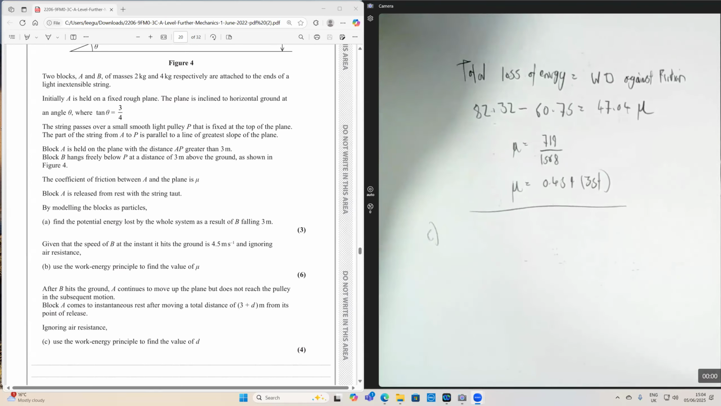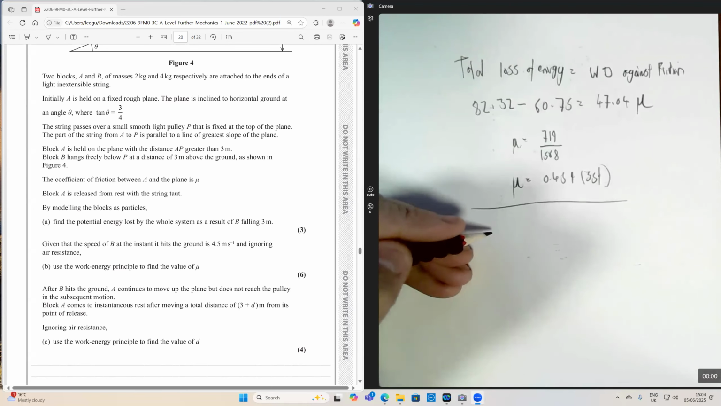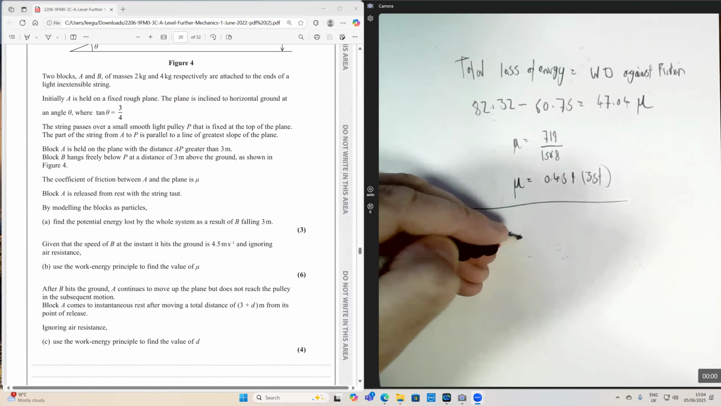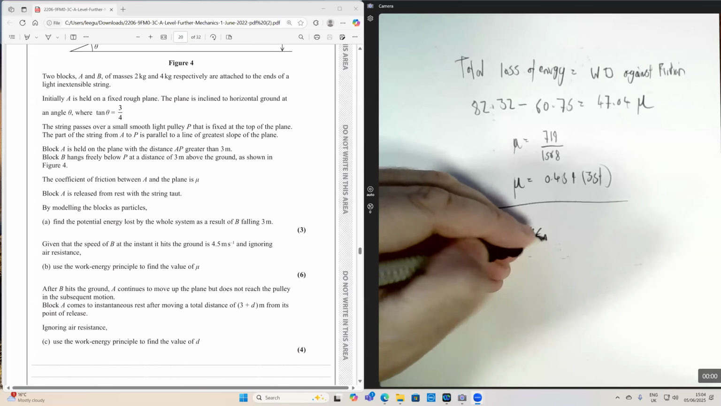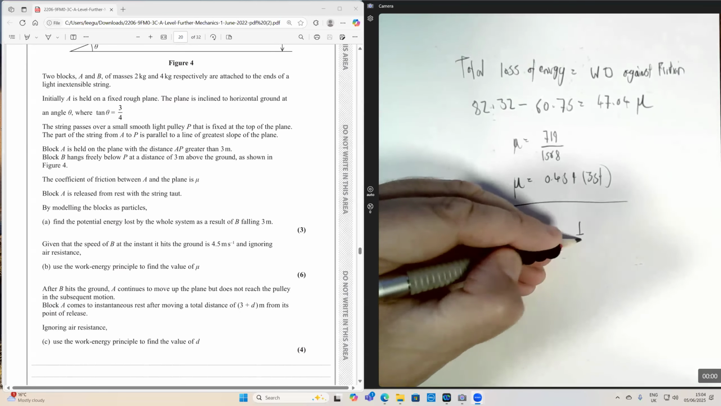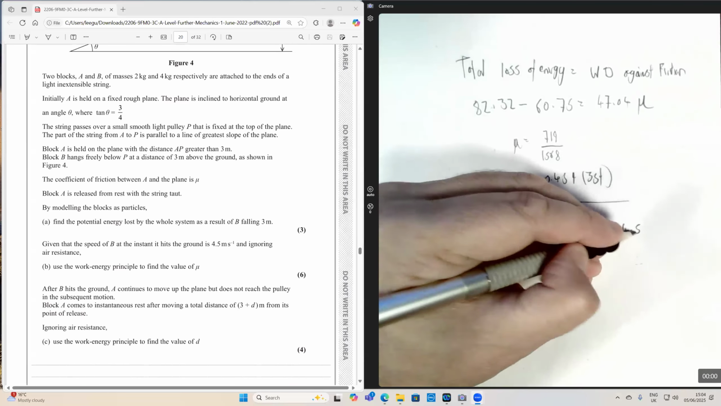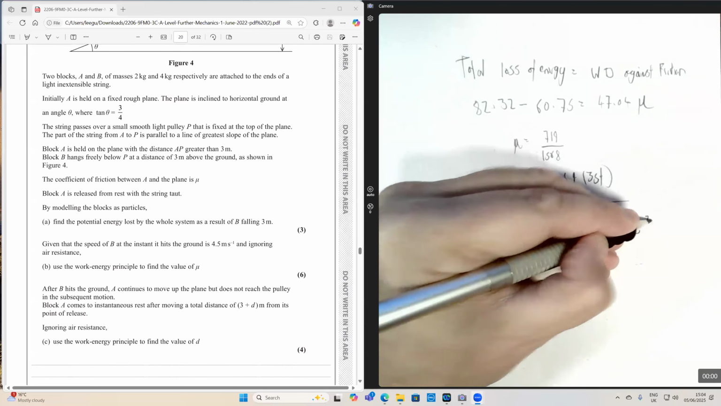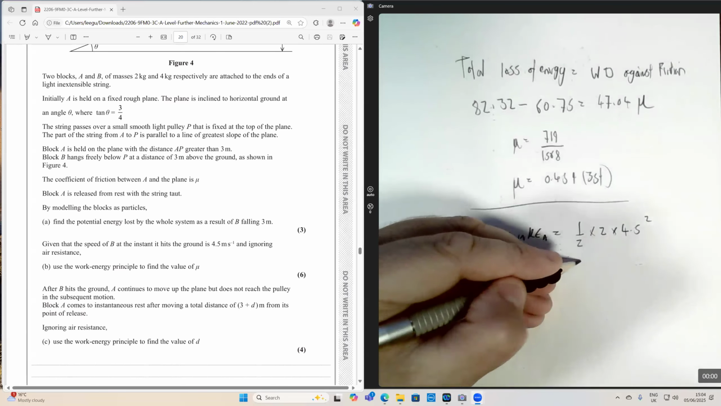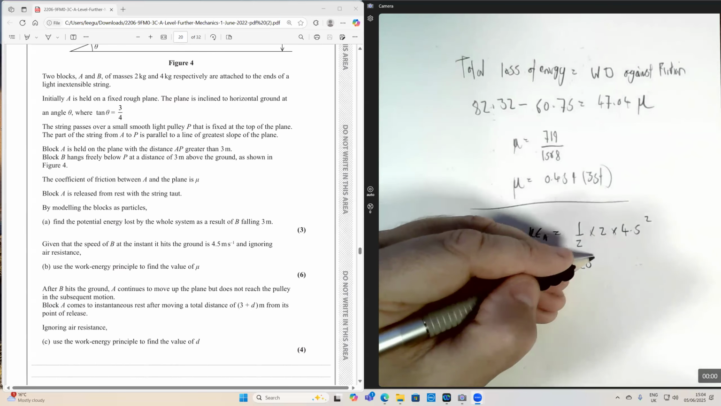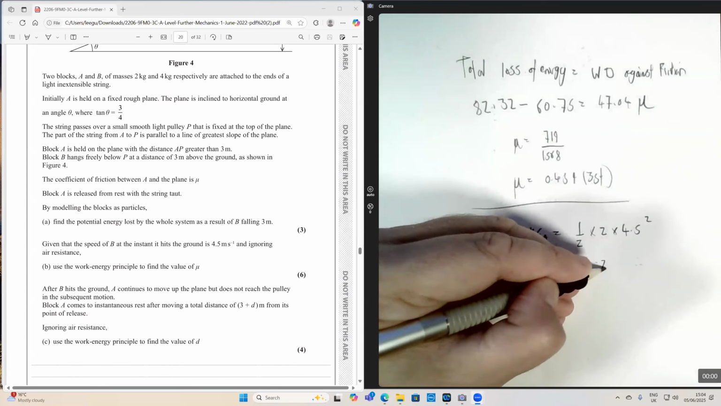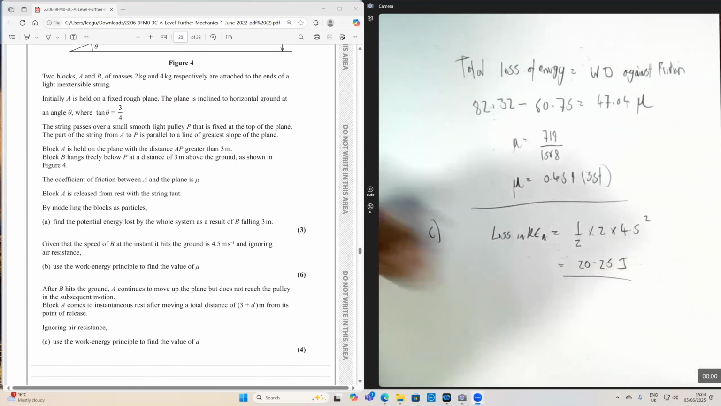So first of all, let's look at the loss in kinetic energy of the particle A. So loss in kinetic energy of A is equal to a half times the mass, which is 2, times the velocity, 4.5 squared. Because that's how fast it was going when B hit the ground, and it moved up the plane until it came to rest. So that's our loss of kinetic energy, 20.25.